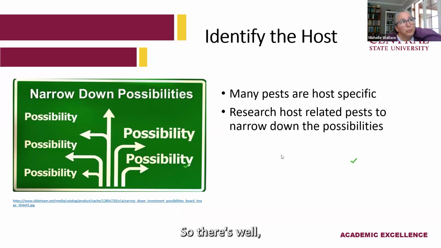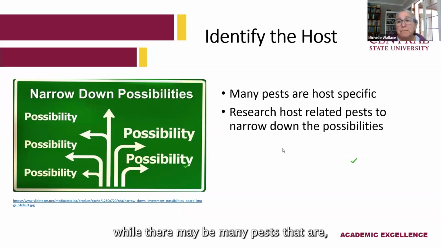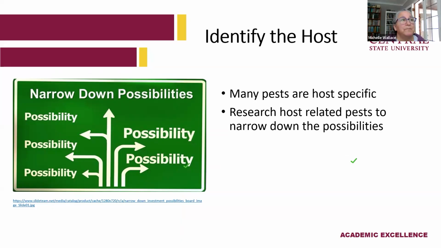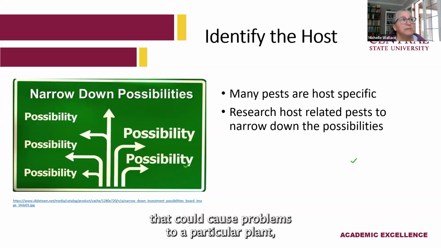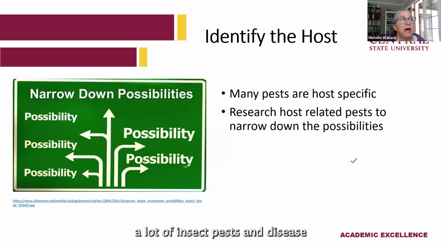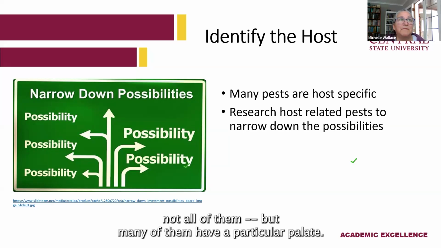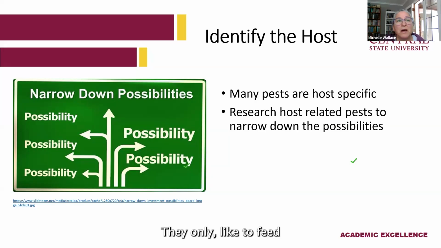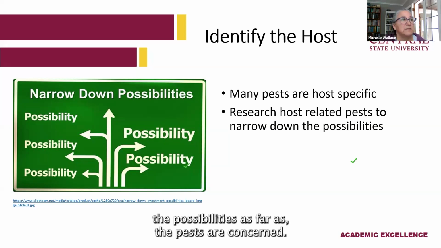So while there may be many pests that could cause problems to a particular plant, a lot of insect pests and disease pests are very host specific. Not all of them, but many of them have a particular palate. They only like to feed on specific crops. So by starting off identifying the host, you can narrow down a lot of the possibilities as far as the pests are concerned.